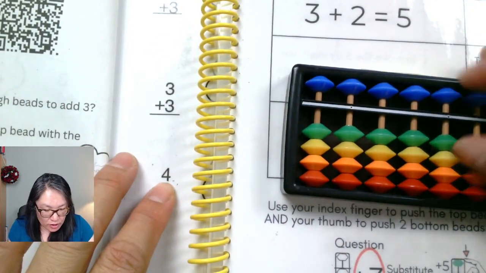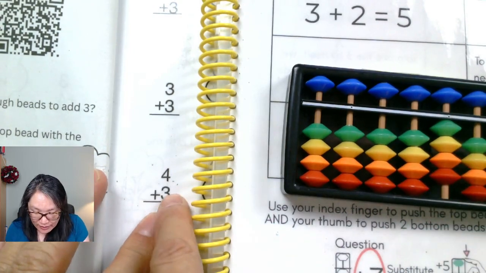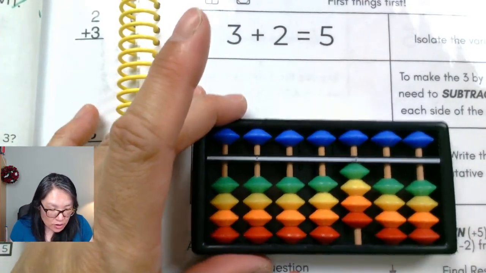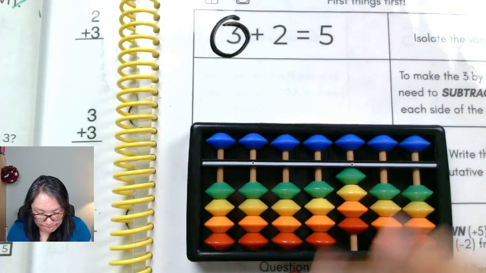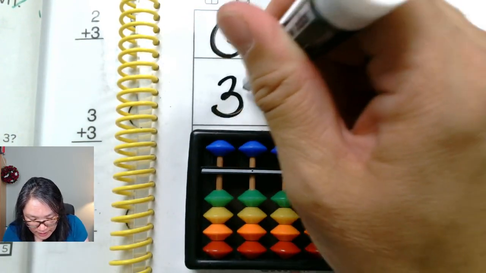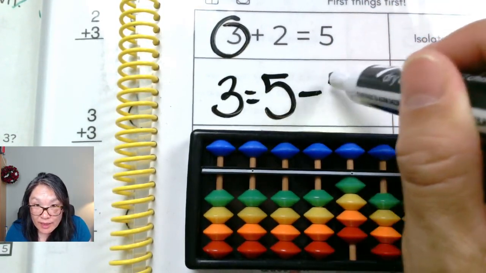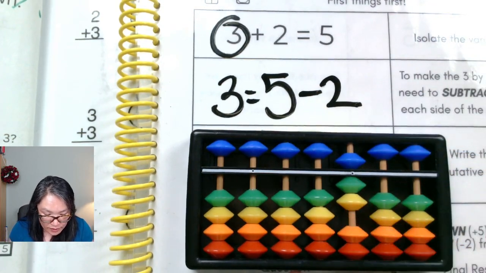So we do 4. I want to add the 3. When we add the 3, there's not enough beads to add the 3, right? So what are we going to do? We're going to isolate this 3. We're going to have 3 is equal to 5. 5 is too much, so we do minus the 2. Plus the 5, take away the 2. So my final answer is 7.